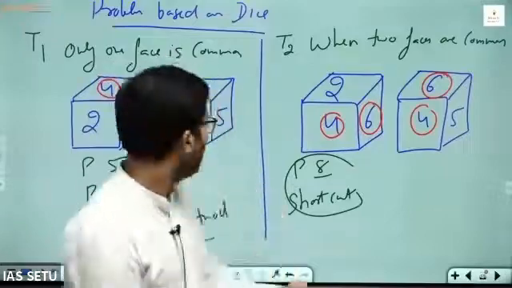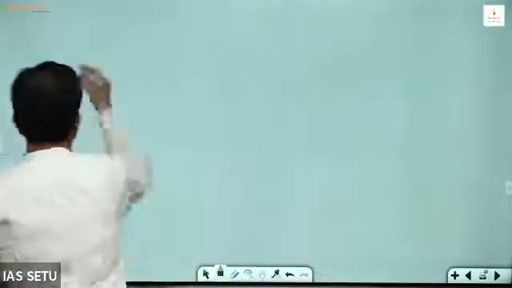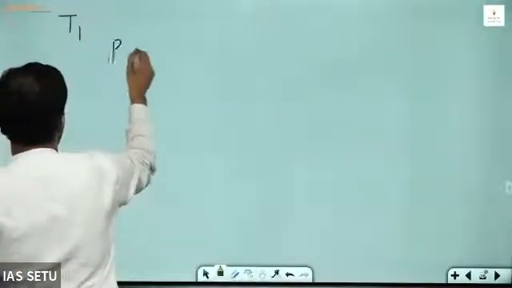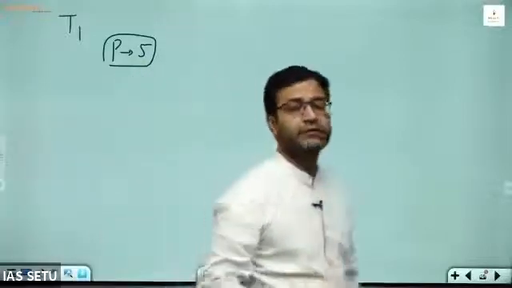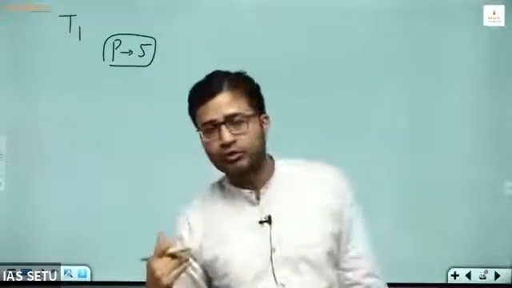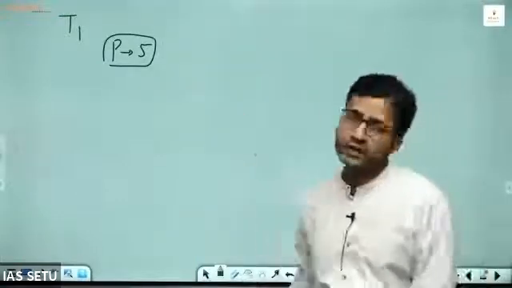Okay. So here type 1. We start with type 1 when only one face is common. First we understand what is property number 5. I will dictate, we will understand, then we will see 2-3 questions and some questions in our handout where this property number 5 is applicable.